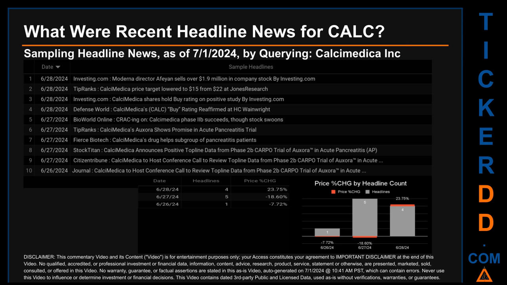Investing.com published the headline that read, Moderna director Afeyan sells over $1.9 million in company stock by Investing.com. TipRanks published the headline that read, CalciMedica price target lowered to $15 from $22 at Jones Research. Investing.com published the headline that read, CalciMedica shares hold buy rating on positive study by Investing.com. Defense World published the headline that read, CalciMedica's CALC buy rating reaffirmed at H.C. Wainwright.